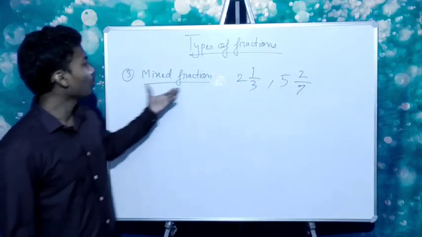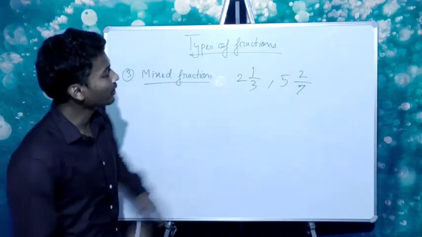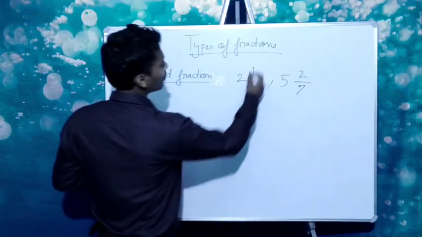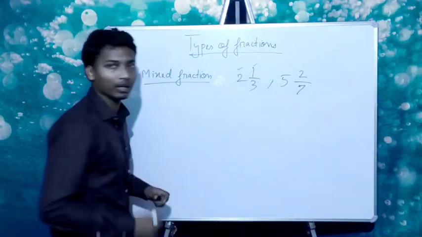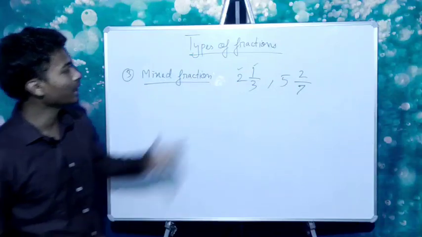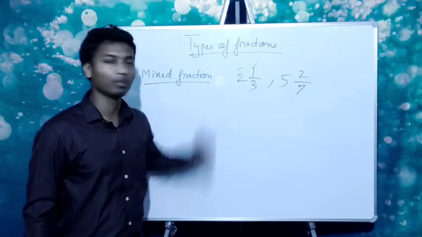Now, why is it called a mixed fraction? You can see here it consists of two parts, right? A fractional part and an integral part. So a mixed fraction is made out of a fractional part and an integral part.